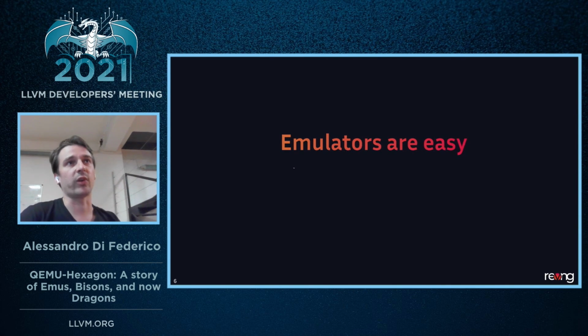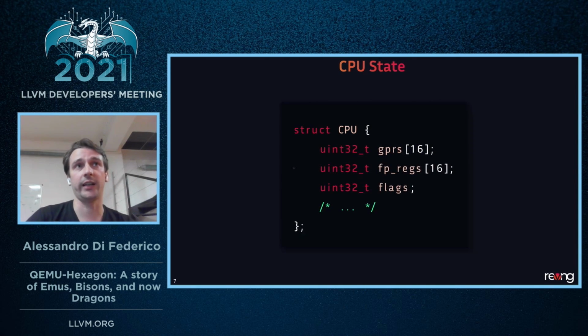They're kind of easy to write if you think about them in a naive way. First of all, you need to design a CPU state, which you can imagine as a struct that has a field for each general purpose register, floating point register, CPU flags, and things like that. And then you write an emulation loop.